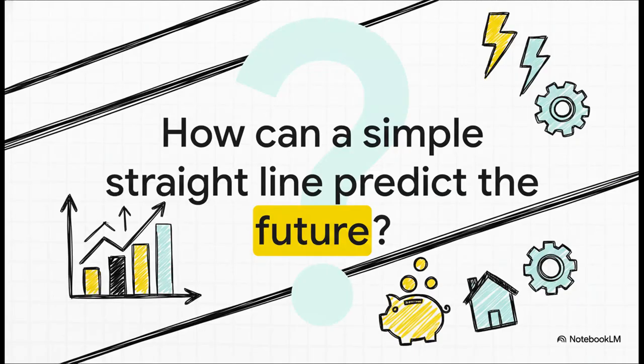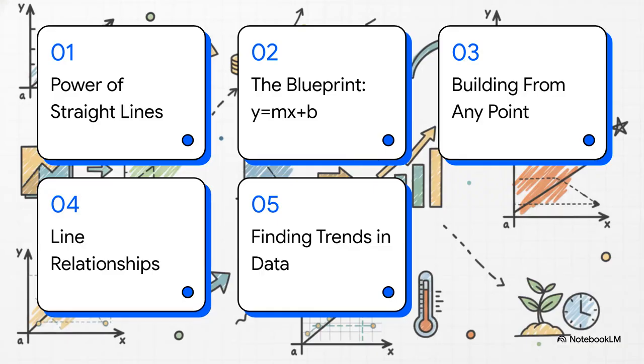So how can a line predict the future? I mean, it sounds like magic, right? But it's not about crystal balls. It's all about the simple, predictable nature of a line. And we're about to see just how that predictability lets us model the world and forecast change with some pretty incredible accuracy. So here's our game plan.